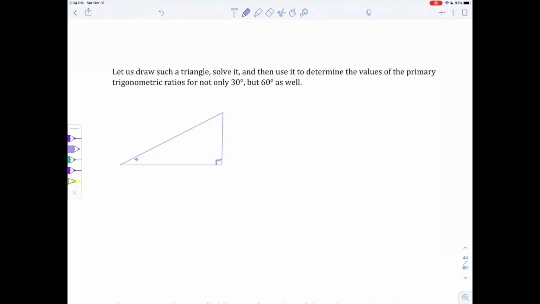I, of course, have my 90 degrees. But what is this missing angle? Well, the question just straight up tells us it's 60 degrees. But we know that because it's 180 degrees minus my 90 minus my 30, which would be giving me 60 degrees left over.